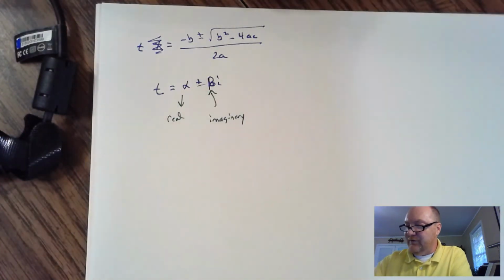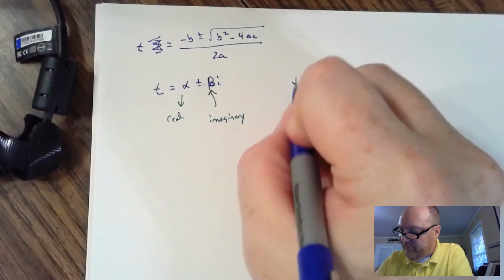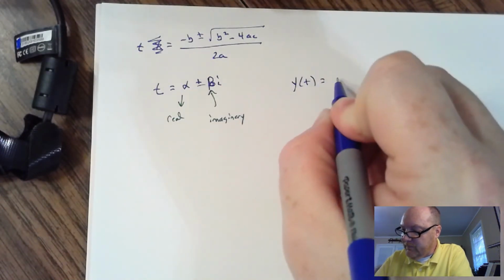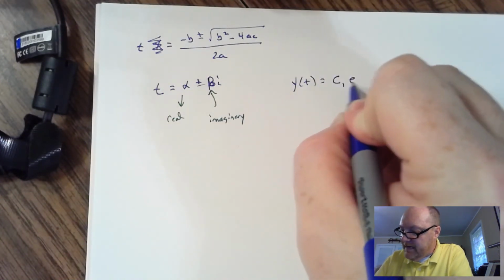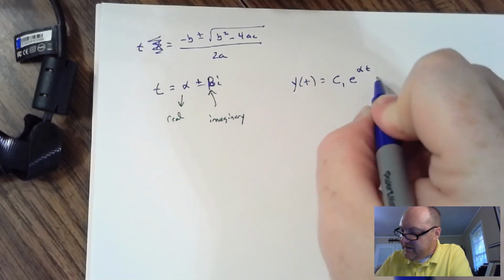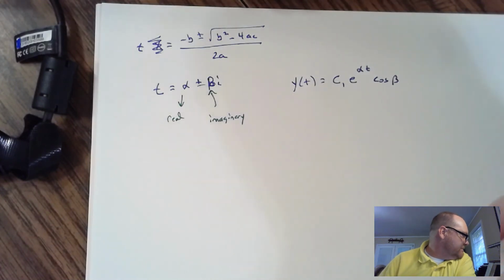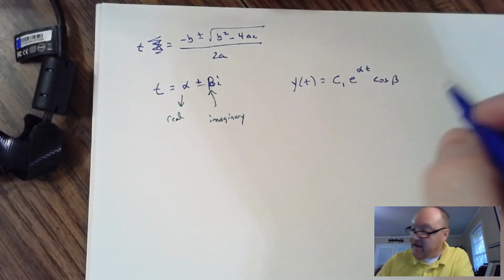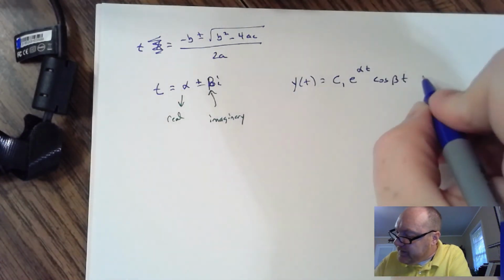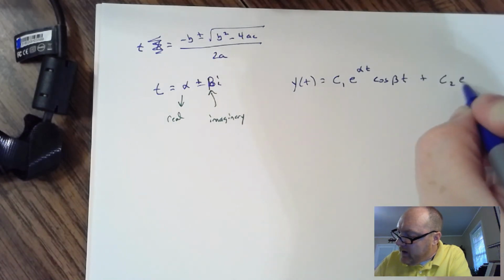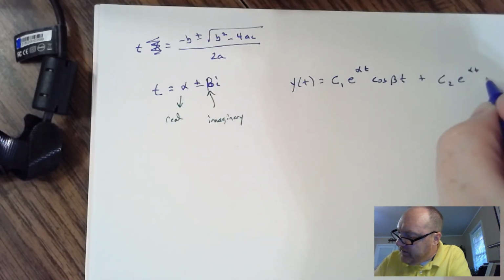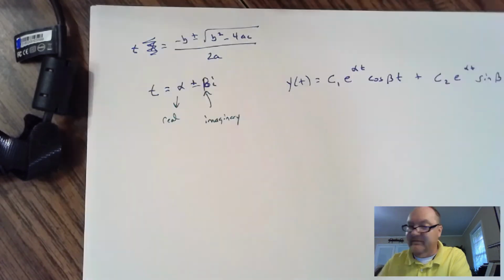We're going to use that to produce a solution that fits this form: e to the alpha t cosine of beta t. Let me be sure this textbook is using cosine first. I want to be sure that was the case. And some other constant e to the alpha t sine beta t.